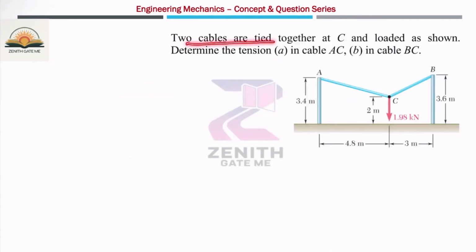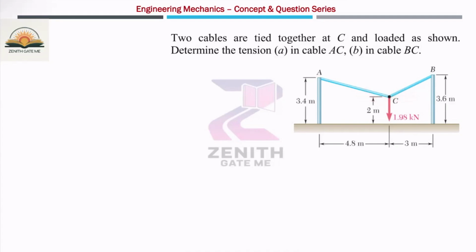So two cables are tied together at the C point and they are loaded as shown in the figure. Determine the tension, the first part is in the cable AC as well as in the BC. Okay, that means one force is known to you and these two forces you have to calculate. Directly you can use Lami's theorem. But what is the main important point here? These angles are not given. Okay, so what is this angle? And this angle is not given to you.